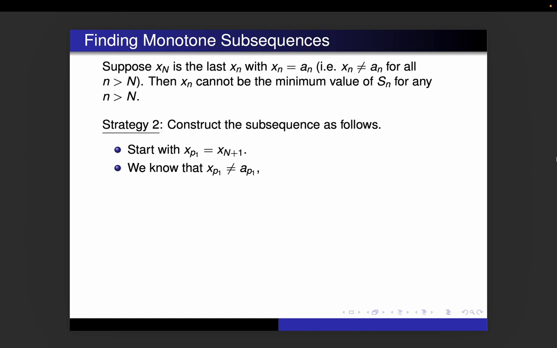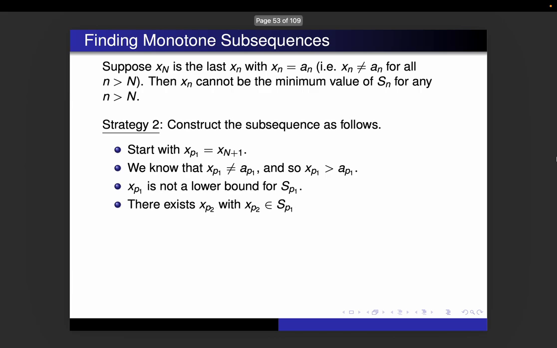Now, we know that x sub p1 is not equal to a sub p1, right? So that means x sub p1 is bigger than a sub p1. And remember, what we know about a sub p1 is it's the infimum of S sub p1. So any number bigger than it, in other words x sub p1, is not going to be a lower bound for S sub p1. But what that means is there's some x sub p2 in S sub p1, right? In other words, p2 has to be bigger than p1 in order for that to happen, where x sub p2 is less than x sub p1.